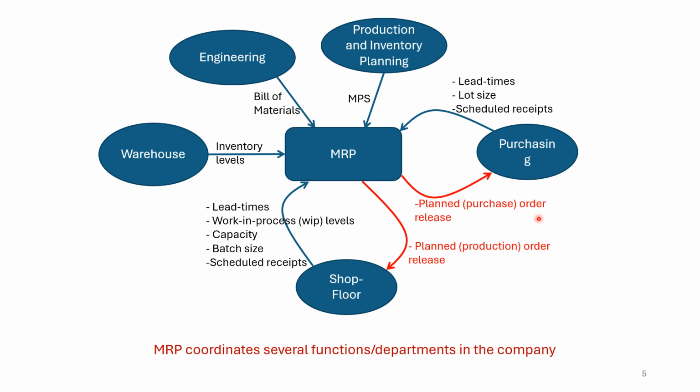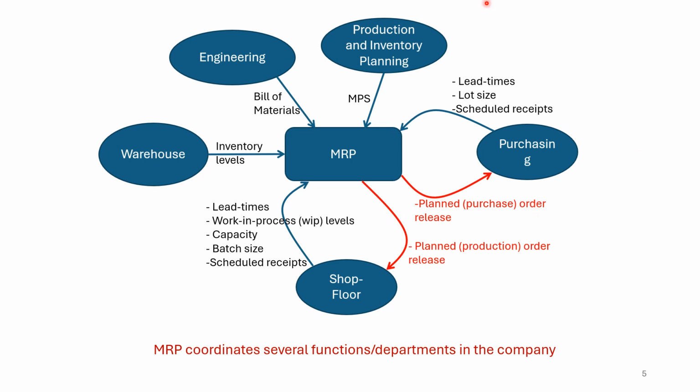And the second output is the planned production order release. So this tells our shop floor what to produce and when. For example, the MRP might tell the shop floor, start assembling 5,000 Model A cars on July 15th. So this makes sure that the activities happening on the shop floor stick with our overall production plan.